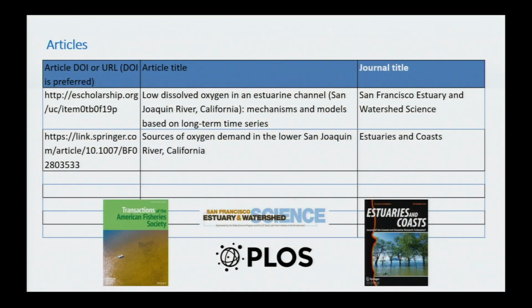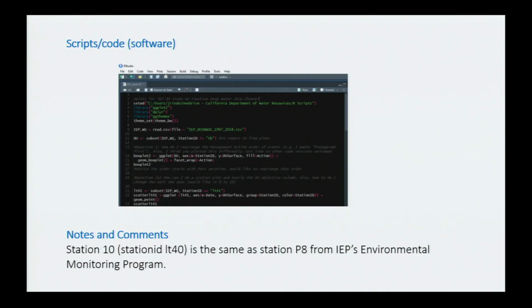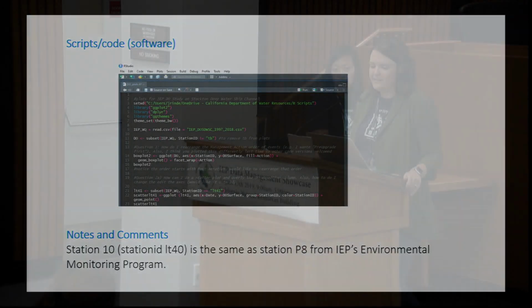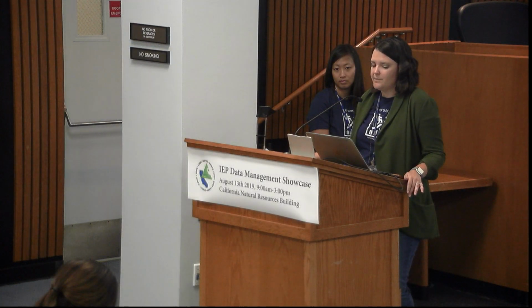Also, you can list any articles in which your actual data set is referenced. You can give the DOI if it has one or a link, the article title, and the journal. If you use standard scripts for QA/QC, reports, or CPUE calculations, you can also upload and save them in your metadata document. And if for some reason something else you have is not listed in the template, this is where you put it, in the notes and comments section.